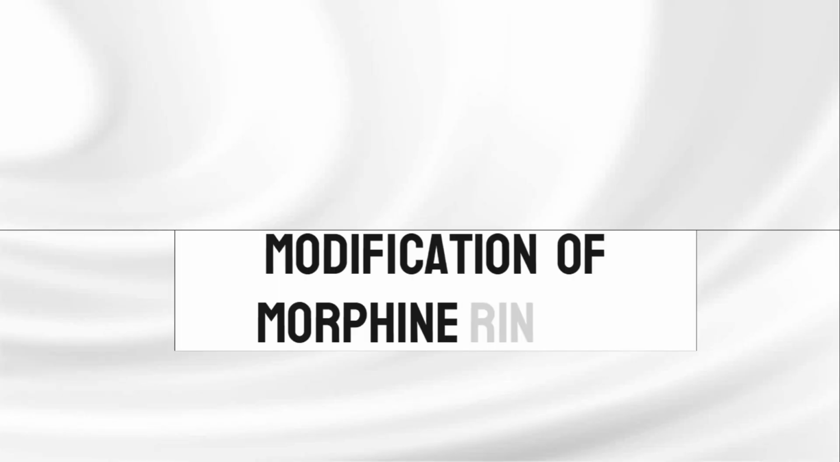Welcome back to our series on the structure-activity relationship, SAR, of morphine. In this segment, we'll explore how different structural modifications can significantly influence morphine's activity. Let's dive in. The compound 6-keto-oxymorphone, also known as oxymorphone 6-one.